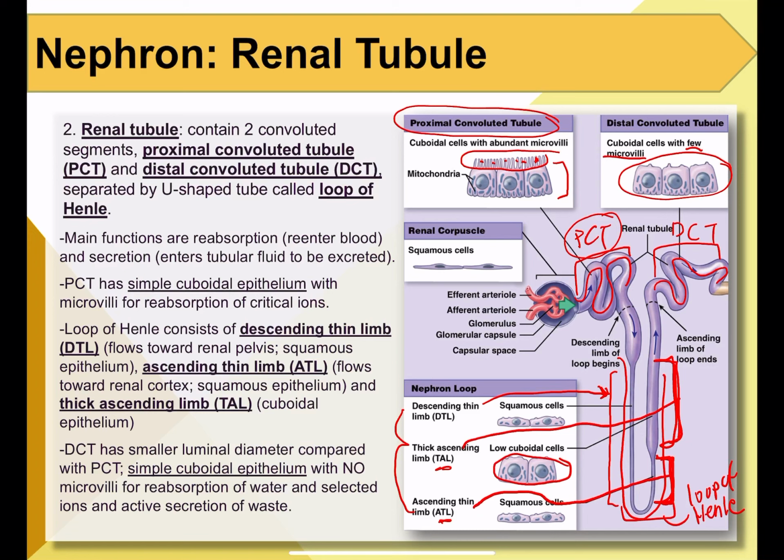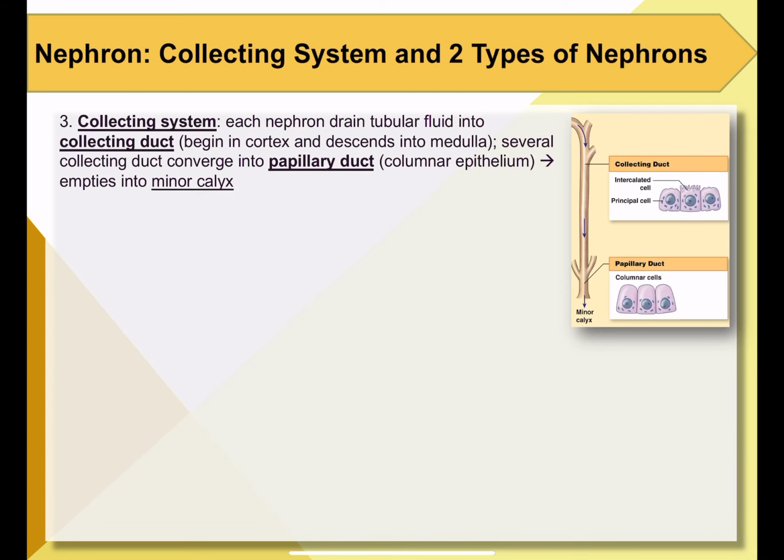So you can see how different areas of the nephron have different types of epithelial cells for their particular function. So make sure you know the different types of epithelial cells that make up each different section of the nephron, okay, and different sections of the loop of Henle as well. Okay, so we already talked about the DCT.